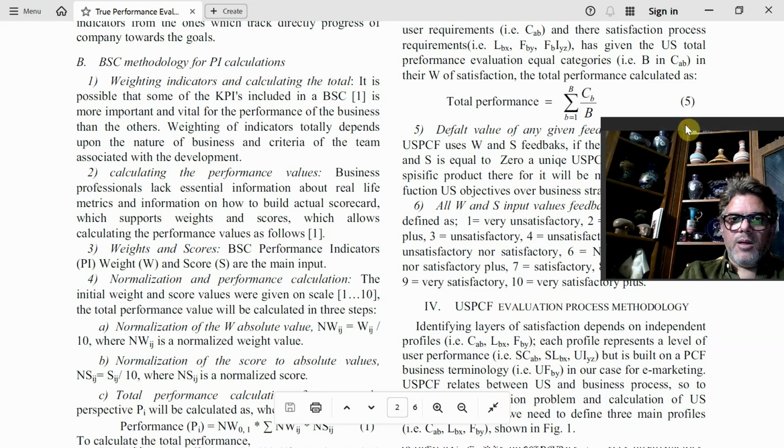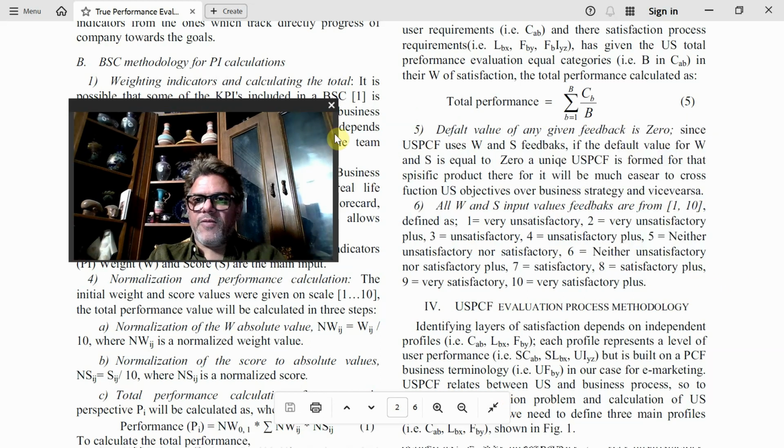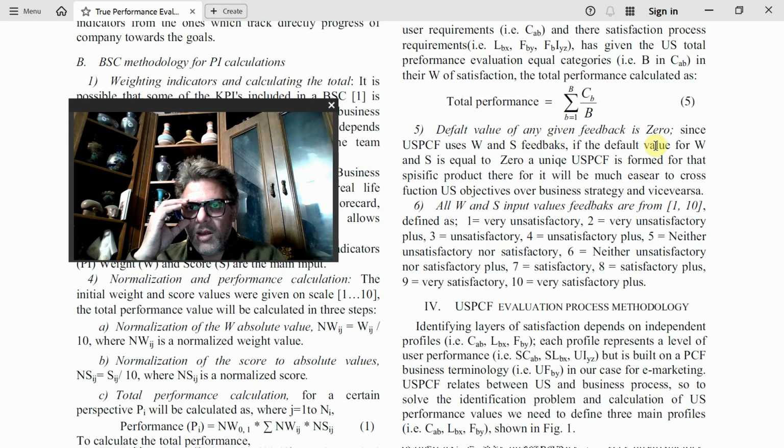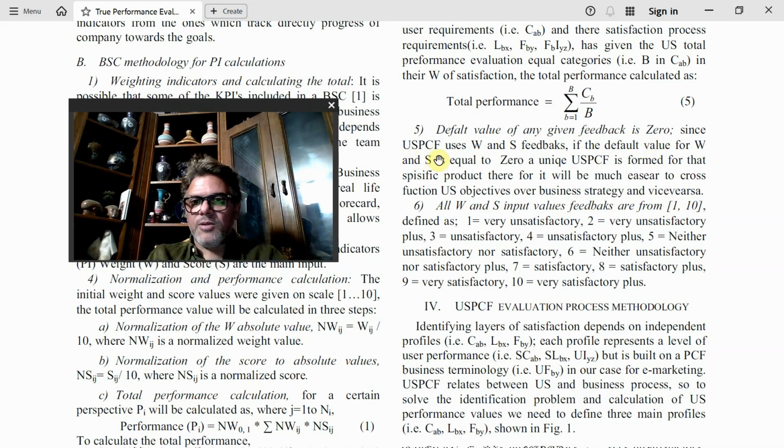Yes. The default value of any given feedback is 0. Since the user satisfaction process uses weight and score feedbacks, if the default value of W and S is equal to 0, a unique user satisfaction process is formed for that specific product. Therefore, it will be much easier to cross-function user satisfaction objectives over the business strategy and vice versa.